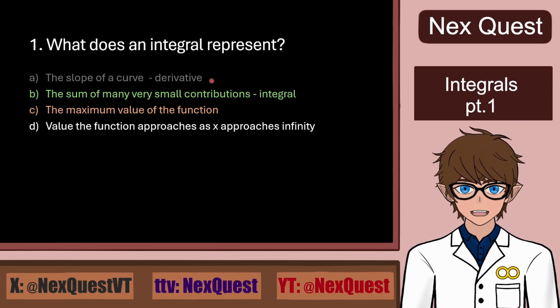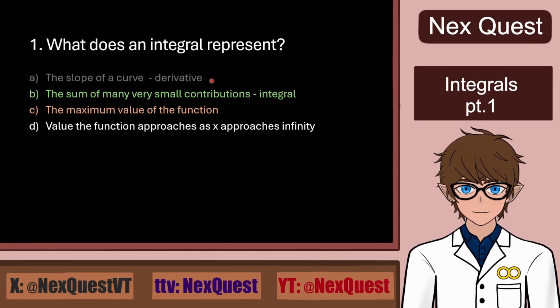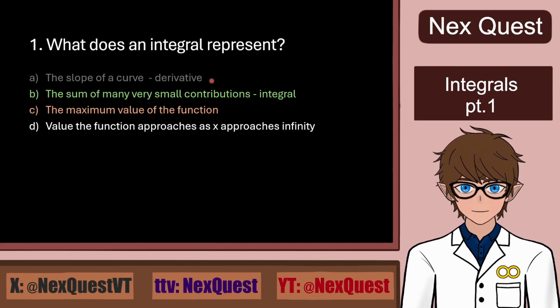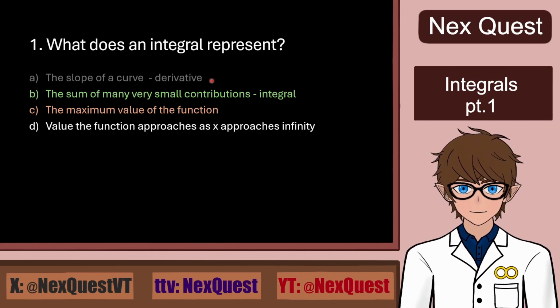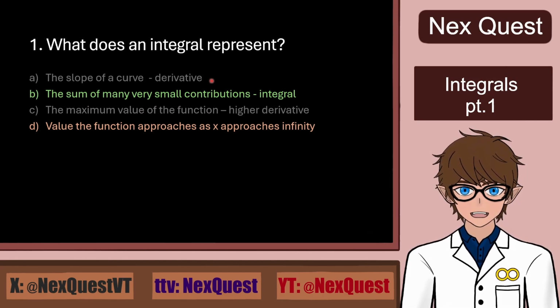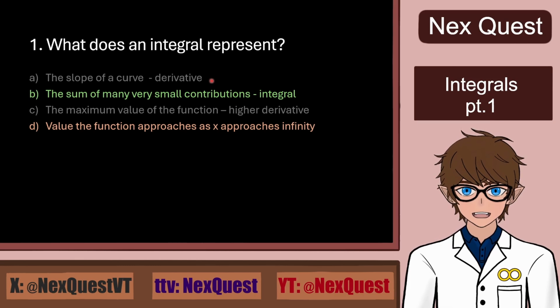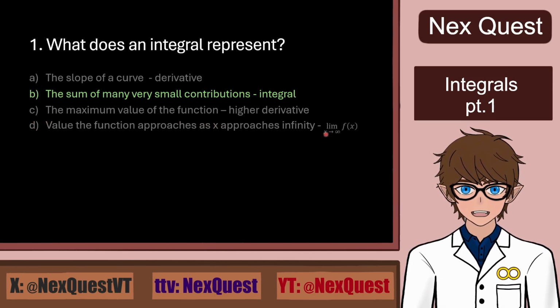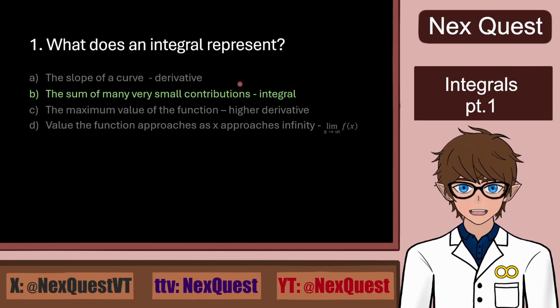The third is the maximum value of the function. If we remember the last lecture, we had a rule for maximums: take the zero of the first derivative, insert its x into the second derivative, and if the value is less than 0, it's a maximum. So technically it's a use of higher derivatives, so again, not integral. And last is the value the function approaches as x approaches infinity. Well, that's just the limit of a function when x approaches infinity, so we also know this one is not it. The correct answer being B.